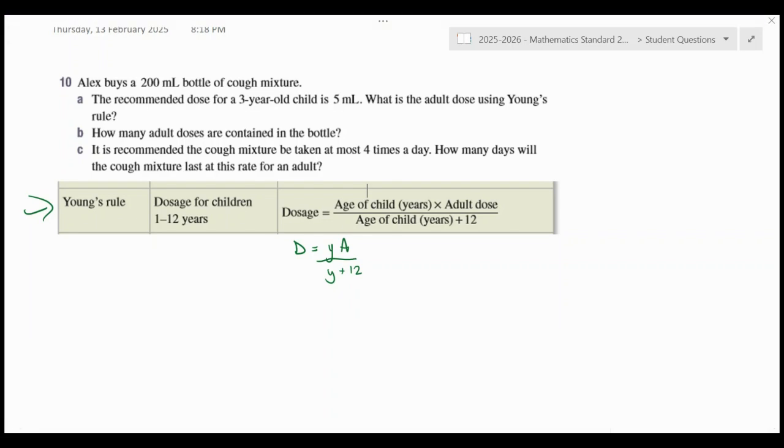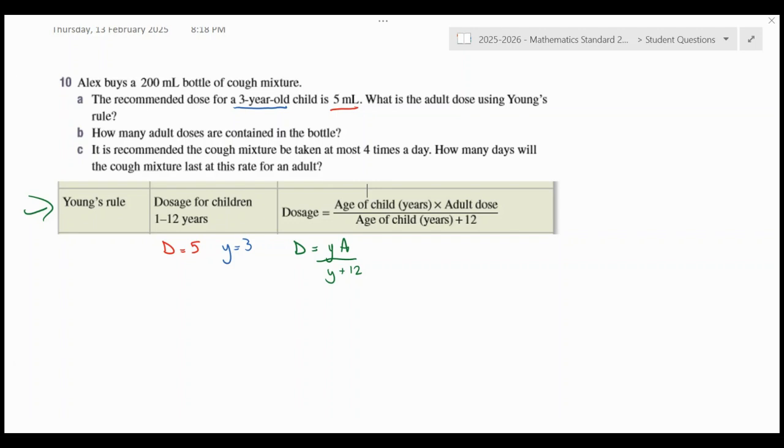Now, the question is actually asking us not for the dosage. It's actually given us the dosage, which is 5 ml. So our D equals 5. And they've also given us the child's age. So the child's age is 3. So that means my years equal 3. Be careful that it's years is 3, not A for age. It's Y for years.